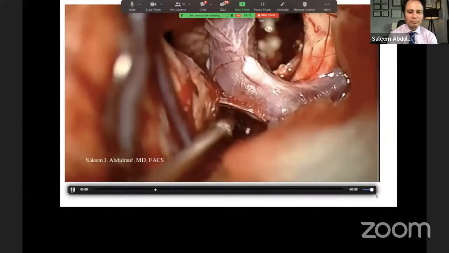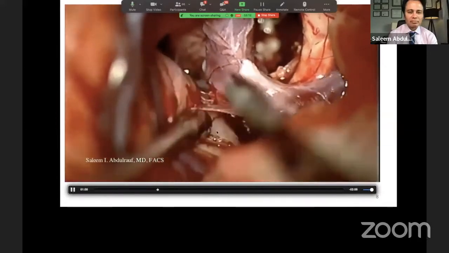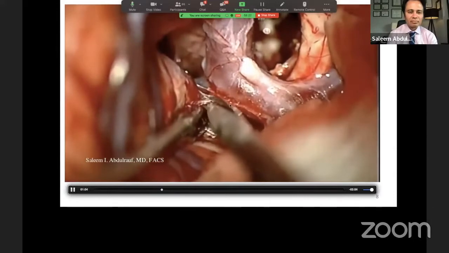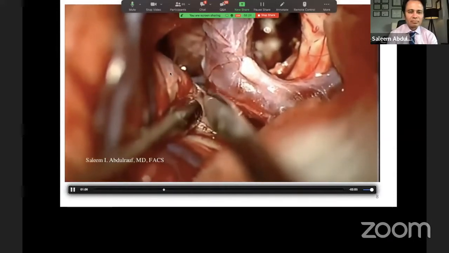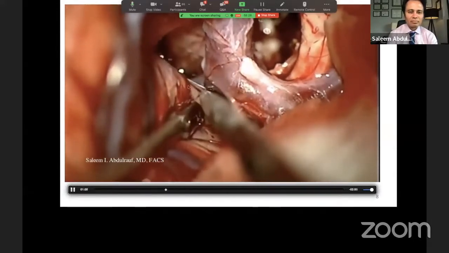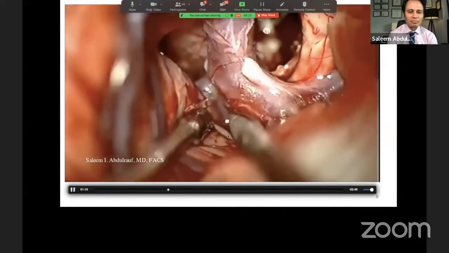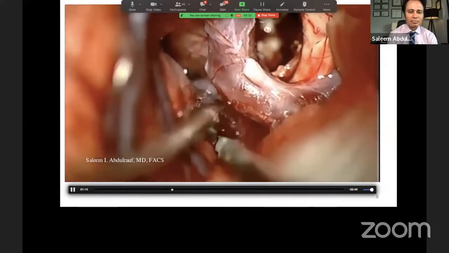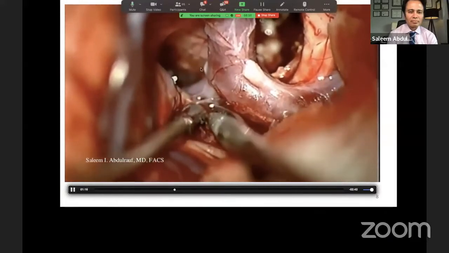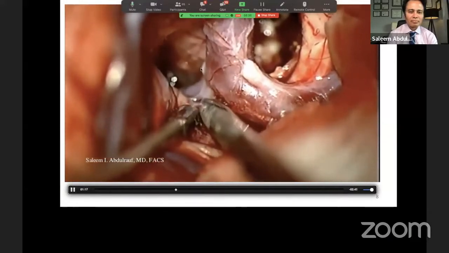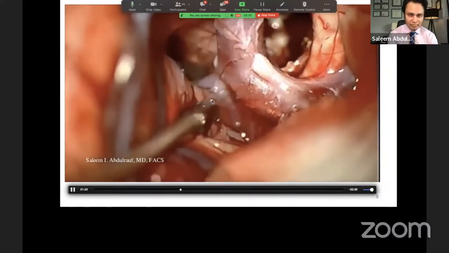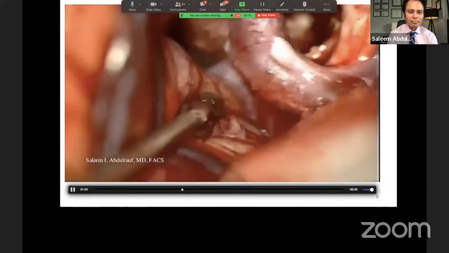So here I am. This is my left hand. I have this suction device. In the right hand, I have these micro scissors. This is the temporal lobe, the mesial part of the temporal lobe, which we call the uncus. I'm mobilizing it to get on this side of the carotid artery. And as you see, I'm cutting these arachnoid layers to expose them. Now I'm zooming in a little bit more.